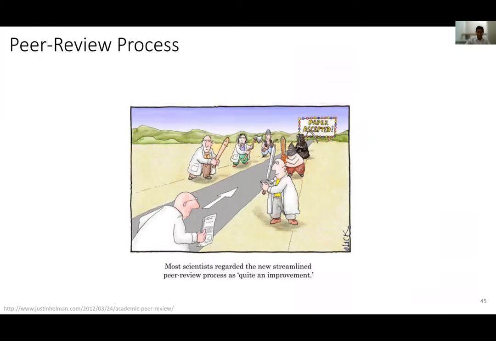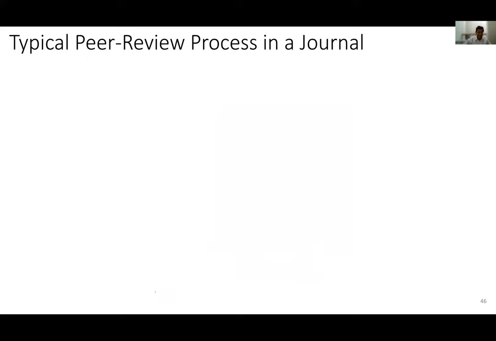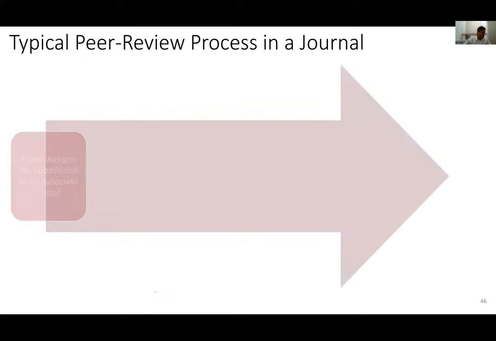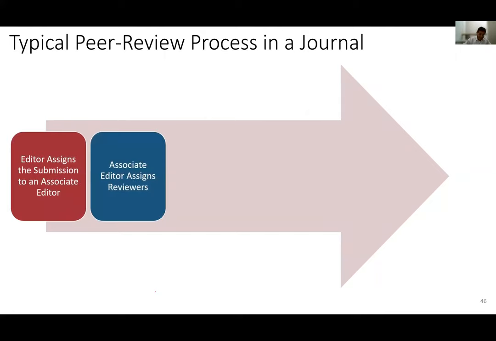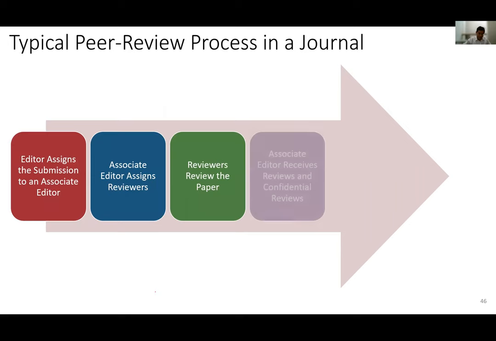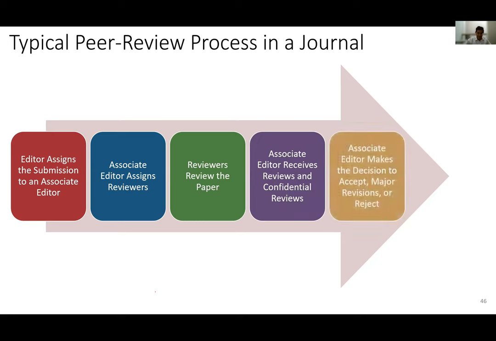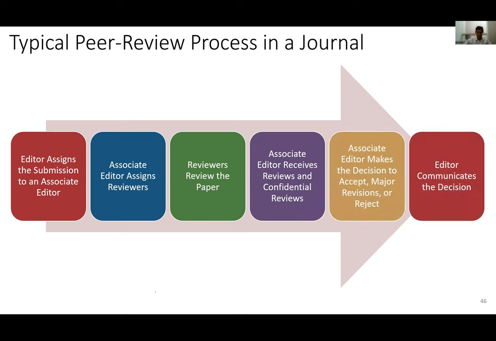Okay, so this is the peer review process. Most scientists regarded the new streamlined peer review process as quite an improvement. Then we can look at the typical peer review process in a journal. As I mentioned, the editor assigns the submission to the associate editor, the editor assigns reviewers, and the reviewers review the paper. The associate editor receives the reviews and confidential reviews, and then makes the decision to accept, major revision or reject, and communicates it to the editor.